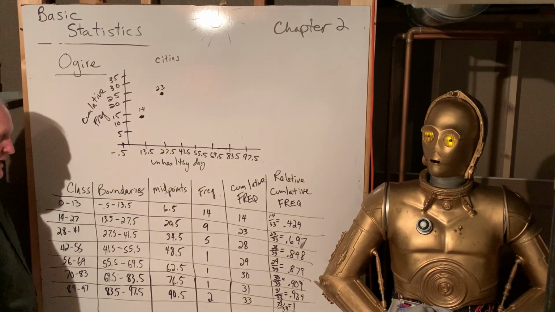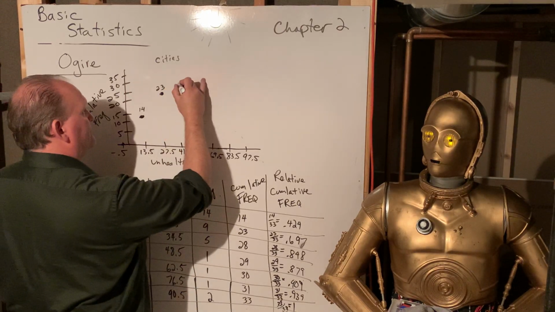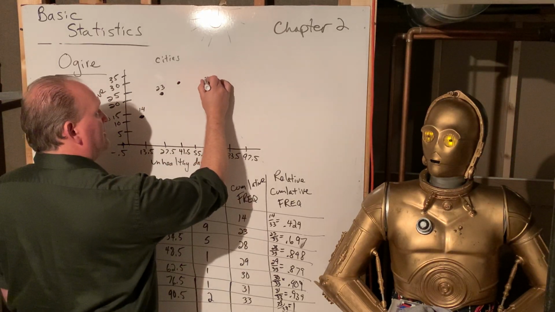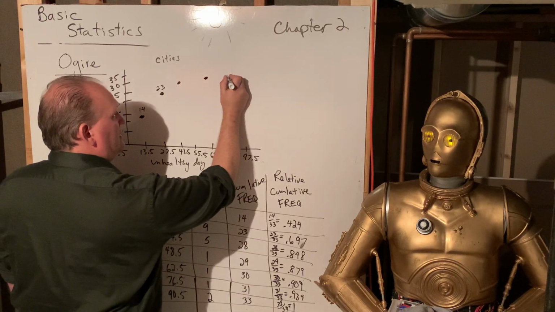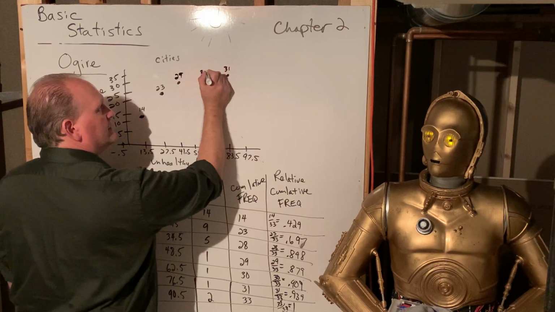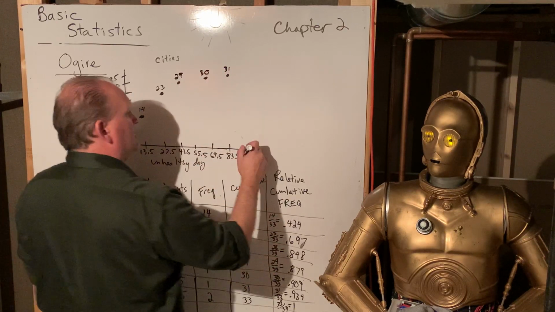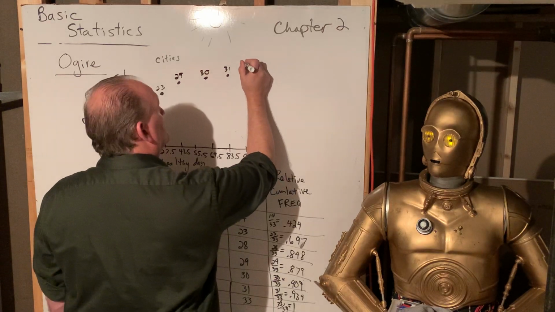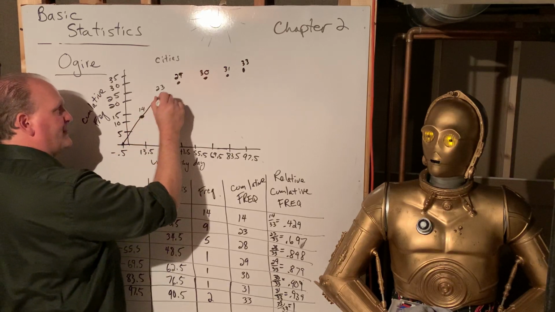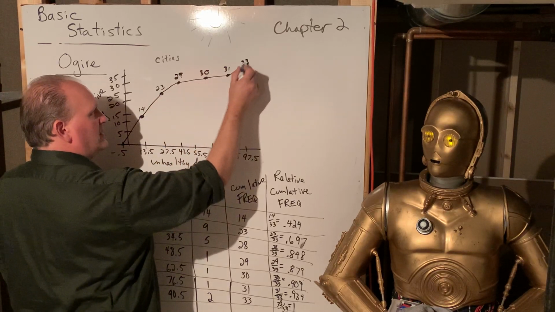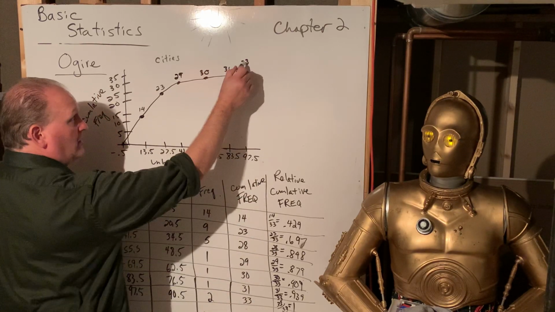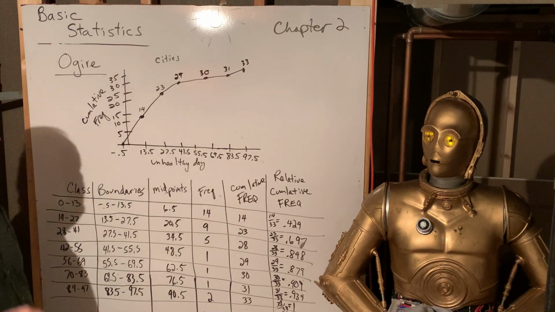Then the next one after that goes to 28. And the next one after that goes to 29, and then 30, then 31, and then 33. And then we connect it. So it always starts from 0 and it goes up, up, up, up, up, up, up. And the very last one should always be the total amount. So n is equal to 33 here. And that should always be the last number on any ogive.